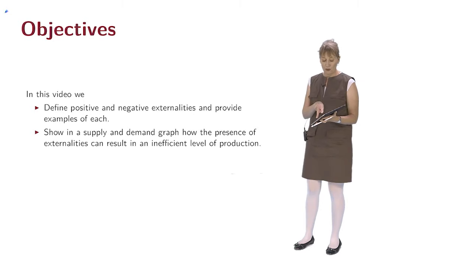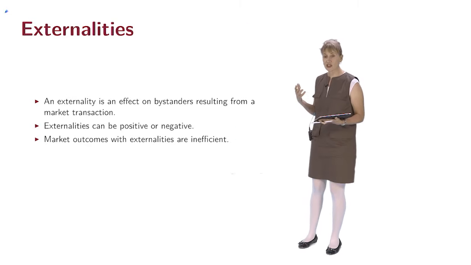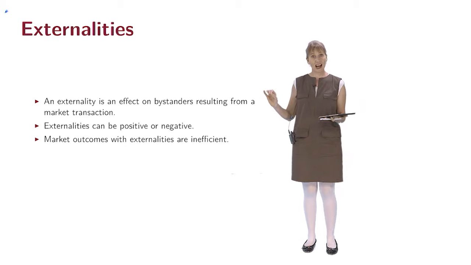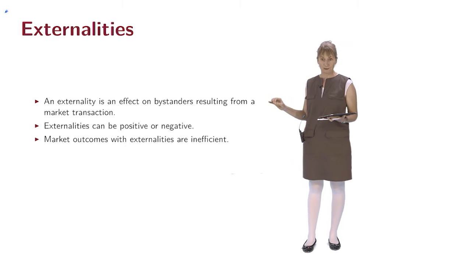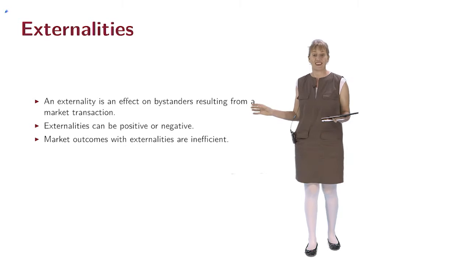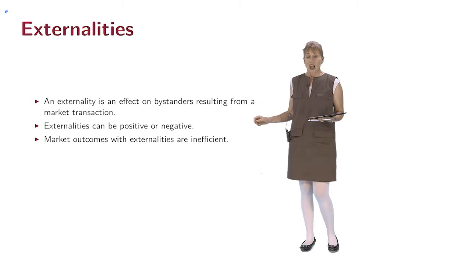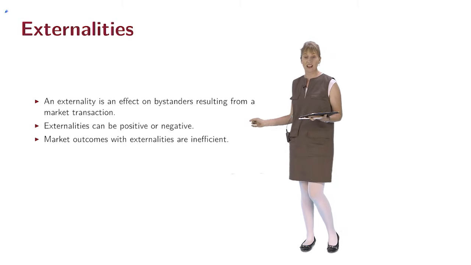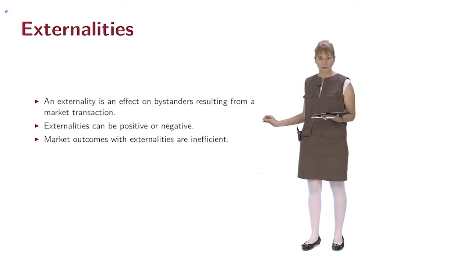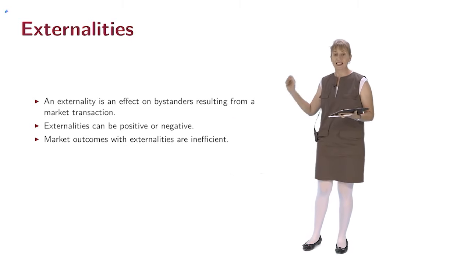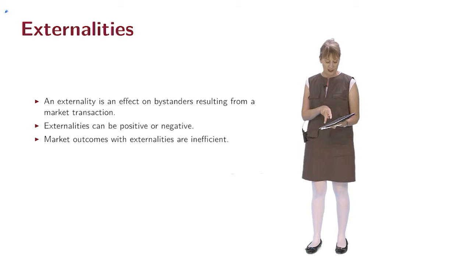inefficient level of production. Now, an externality is some effect on a bystander or a third party who is not engaged in a market transaction. So the bystander or the third party is neither a consumer of the good nor a producer of the good, but is in some way affected by consumption or production. These bystanders can be affected positively in the case of a positive externality or negatively in the case of a negative externality. And it doesn't matter if externalities are positive or negative, their presence leads to market inefficiencies.